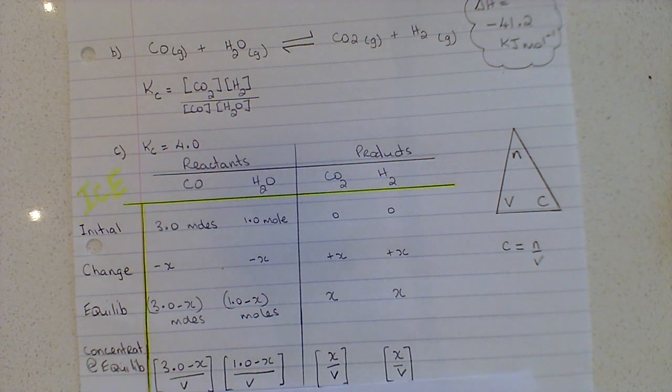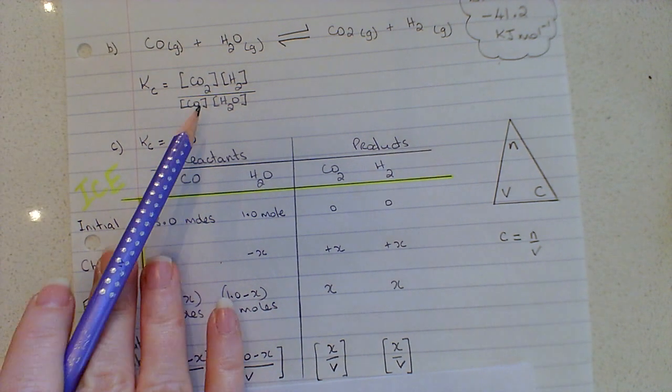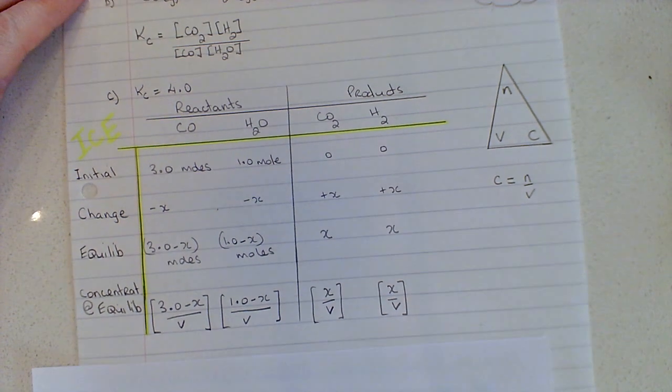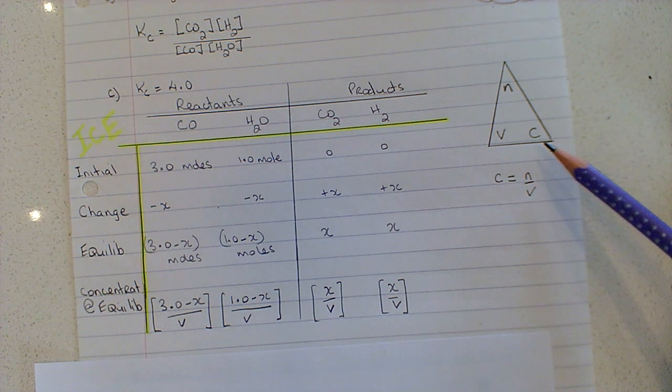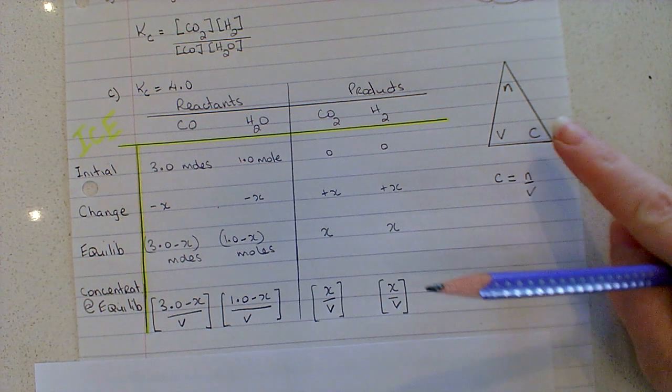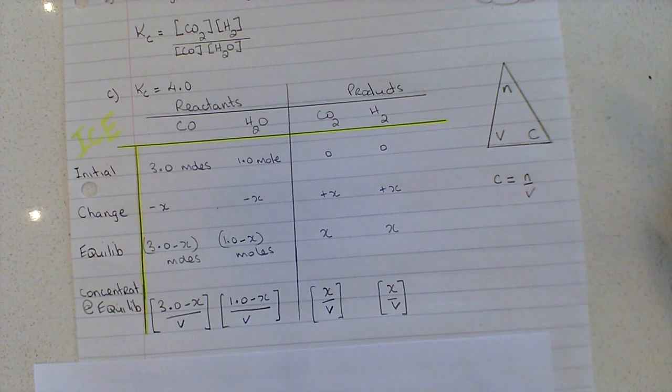Now, we would like to know their concentrations at equilibrium because that's what we need to sub into our formula up here, our Kc expression. So the concentration at equilibrium is always going to be the number of moles divided by volume. Remember, using the not very complicated triangle, concentration is equal to number of moles divided by volume. So the volume in this question is just given as V, okay? So therefore the equilibrium concentration of carbon monoxide is 3.0 minus X over V. For water it's 1.0 minus X over V. And for CO2 and hydrogen they're both X over V each.